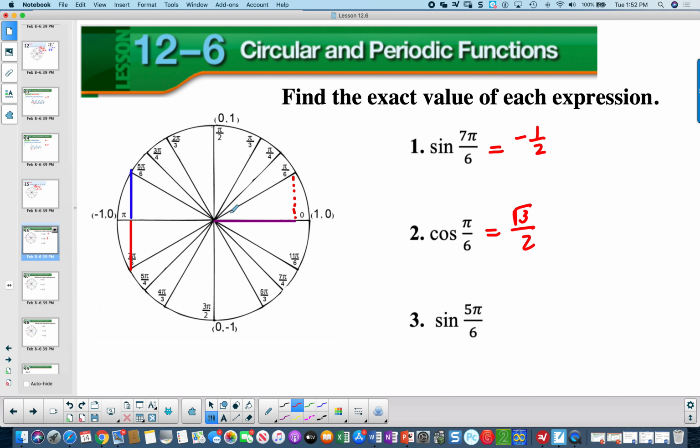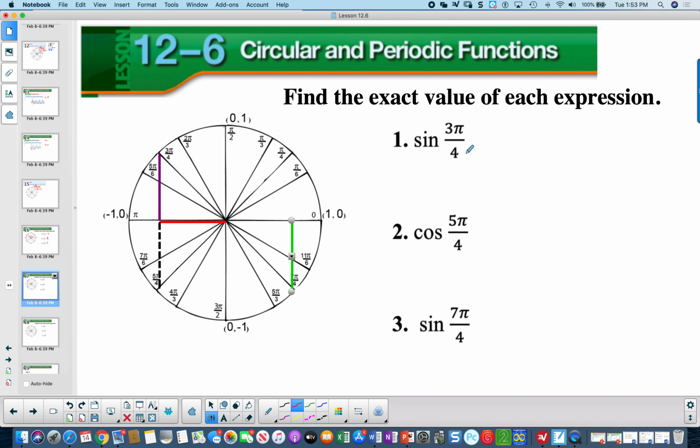Now, the sine of 5 pi over 6, 5 pi over 6 is all the way around here. Sine is the y-coordinate, and the y-coordinate is the short leg of the 30, 60, 90. So that's going to be 1/2, and y's are always positive in that quadrant.